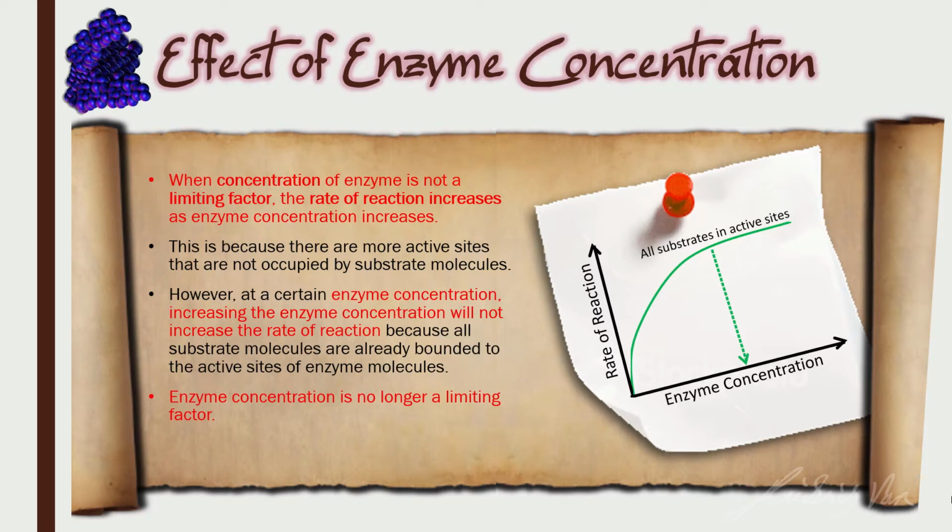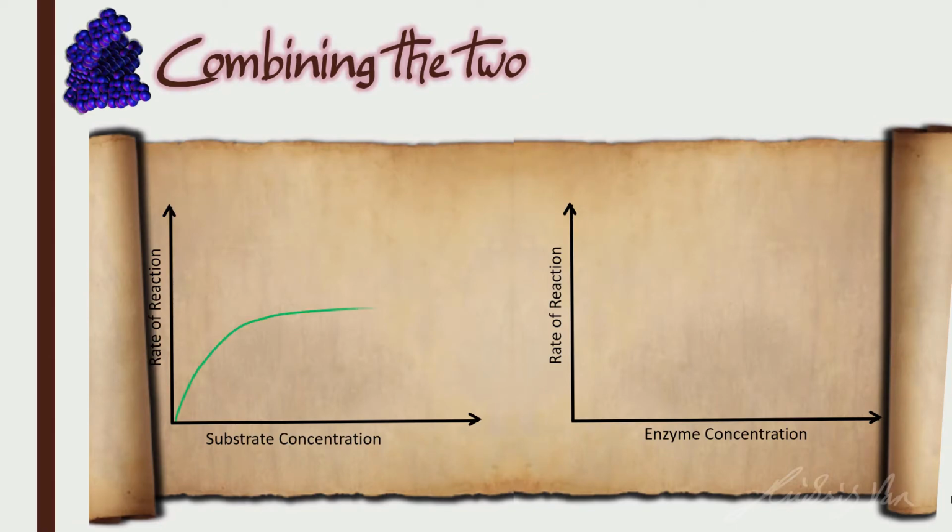So to sum it all up, when the substrate concentration increases, the rate of reaction will increase until the substrate concentration is no longer a limiting factor. To allow the rate of reaction to become faster, we can address the limiting factors, such as temperature. We can adjust it to the optimum temperature, or the pH, we can change it to the optimum pH, or we can just increase the enzyme concentration, if enzyme concentration was a limiting factor.